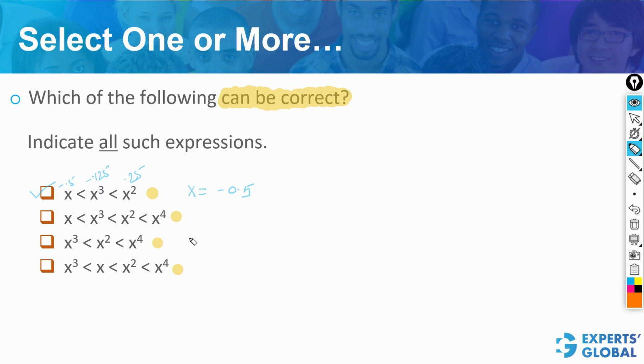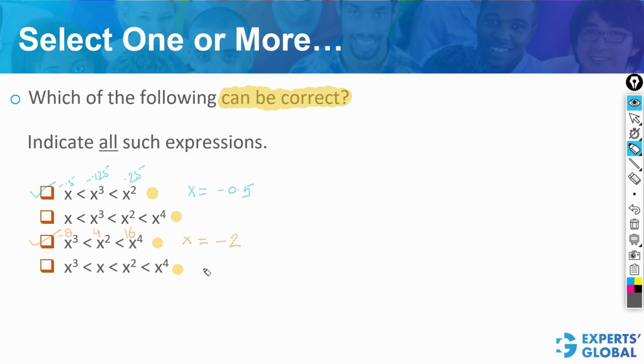The third expression can hold for a large negative value of x. Imagine, in such a case, the value of x cube would be a large negative number, the value of x squared would be a relatively small positive number, whereas the value of x to the power 4 would be a large positive number. Therefore, the third answer choice should also be selected.